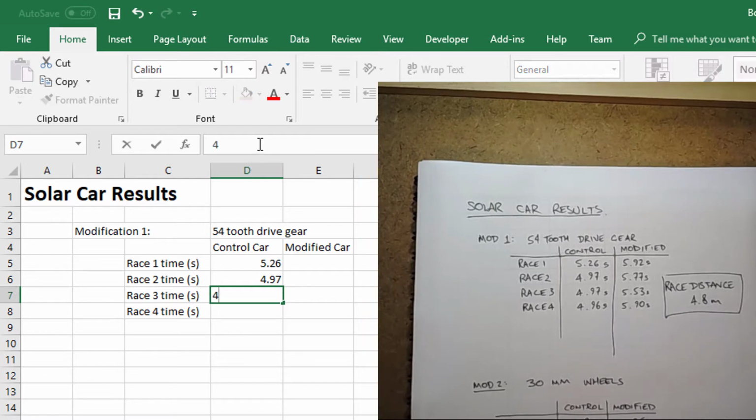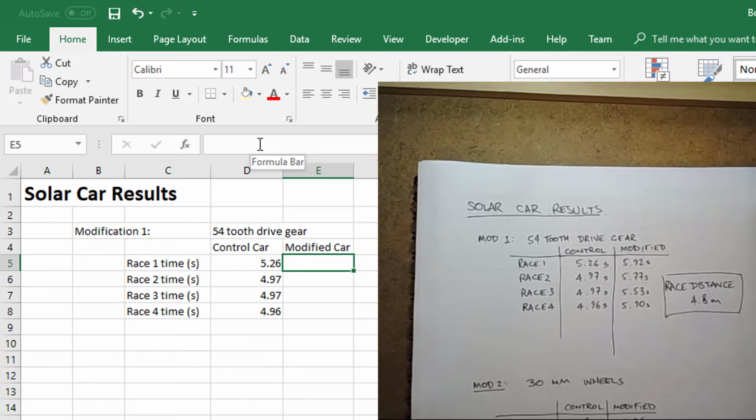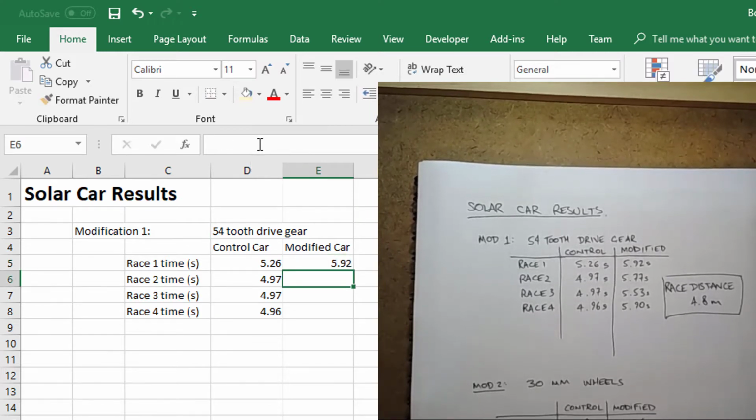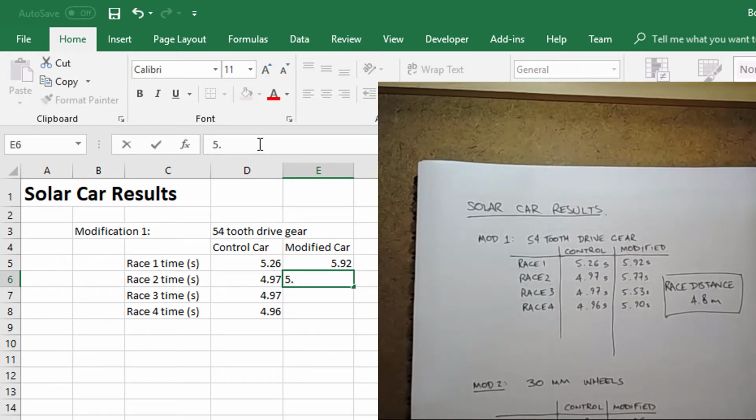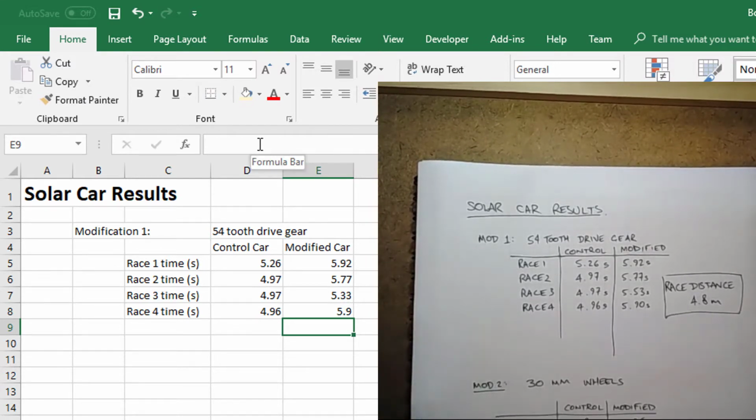So I'm going to put the rest of my data in, 4.97 and 4.96. Enter. Come back up to here with my arrow keys for my modified car, 5.92, enter, 5.77, enter, 5.33, enter, and 5.90, enter. Oh, now here's one more thing that we're going to look at.